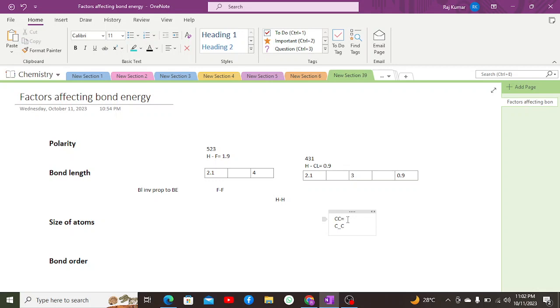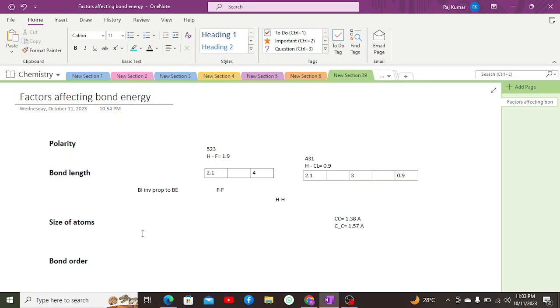So in this case, a carbon to carbon double bond has less bond length, around 1.38 angstrom, and a carbon to carbon single bond is around 1.57 angstrom. The bond length of the carbon to carbon single bond is more, so it has less bond energy. The double bond has high bond energy because it has less bond length, so they are inversely proportional.